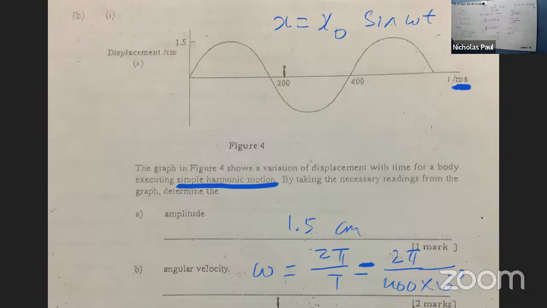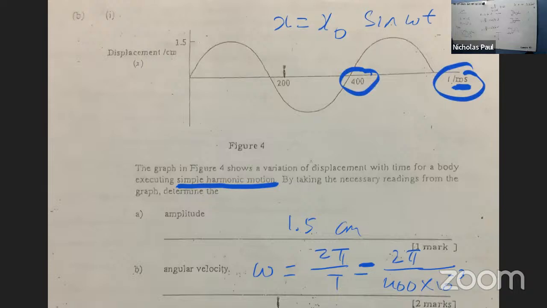All right, Amelia, over there, online? You're still online? Adrian? Ishmael, you're there? You're following? So the formula for omega is 2 pi on T, right? And from the graph, we got 400 milliseconds.